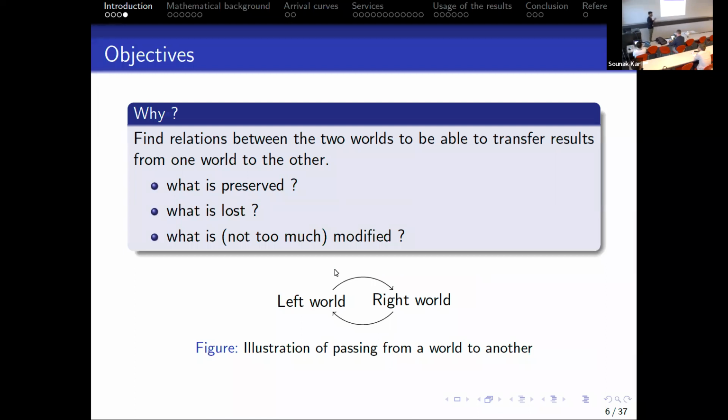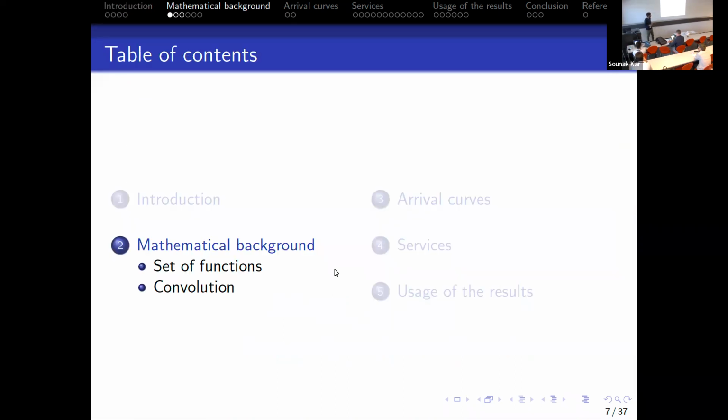So we find another possibility that is to find relations between the left and the right worlds to be able to transfer results from one to another. So we will ask three main questions: what is preserved, what is lost, and what is not too much modified. So that's the aim of the study.